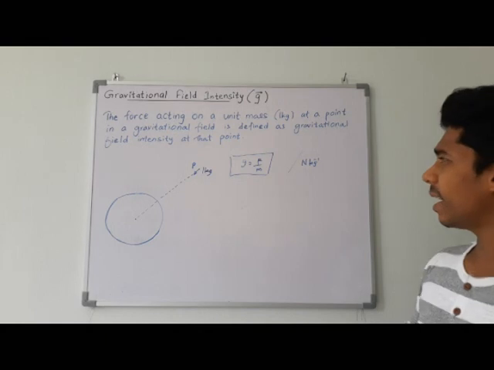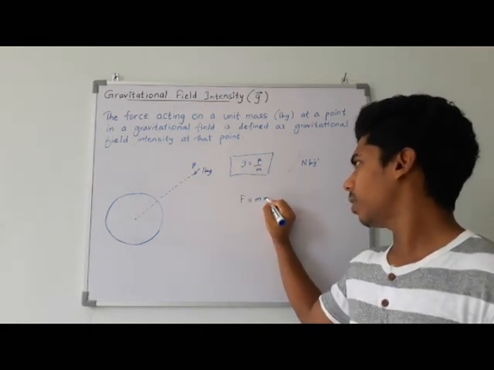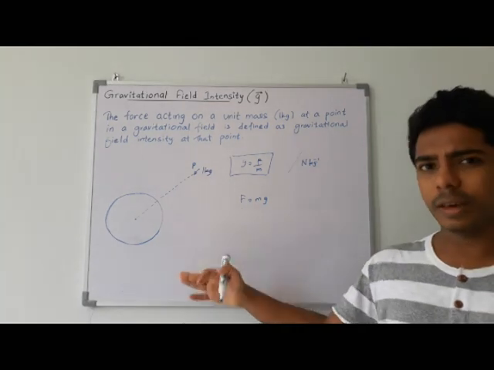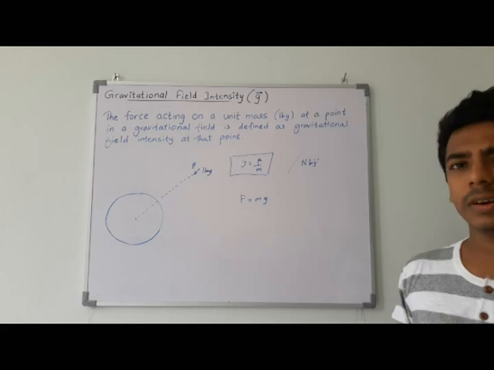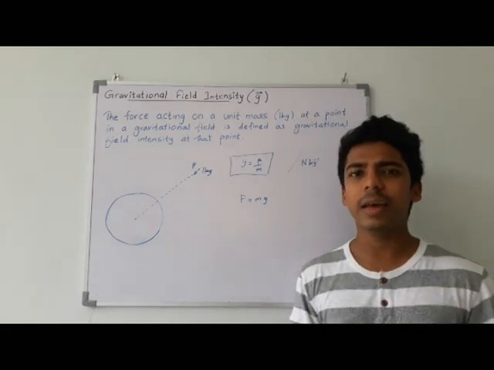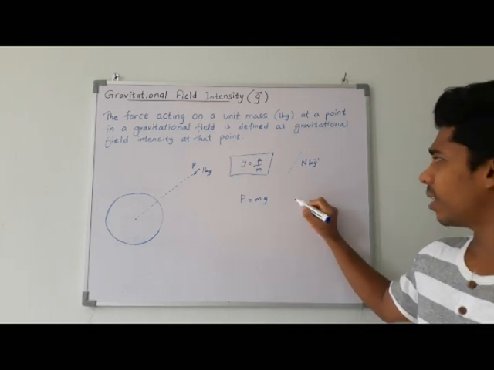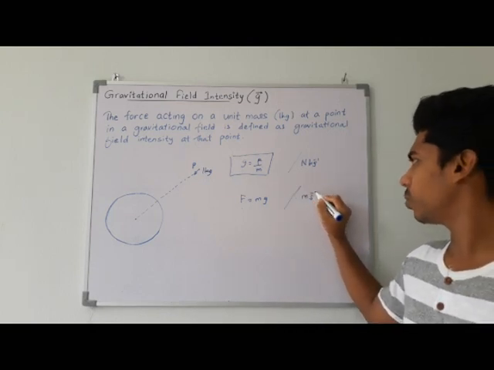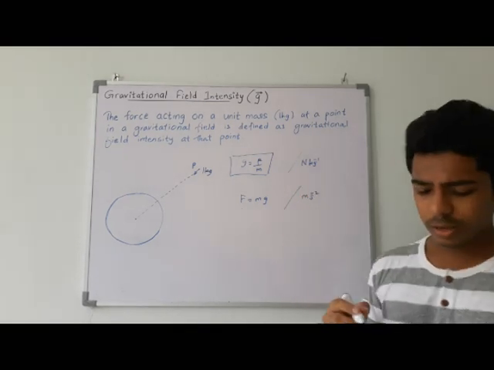Now if I rearrange this equation, F equals mg, and if we use F equals ma, we can see that g is equal to a. So we refer to gravitational field intensity as the gravitational acceleration. In this case we can write the unit as m s to the minus 2. These are the same units, because if you simplify, you get this.